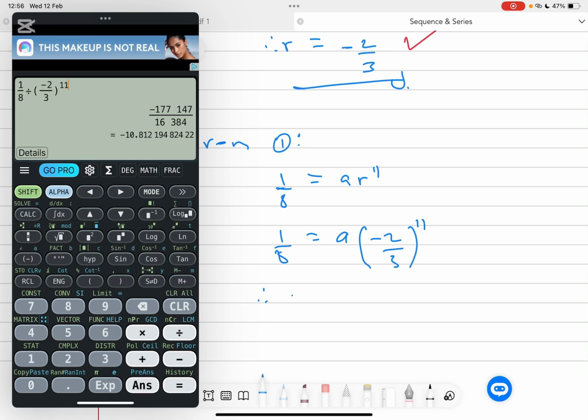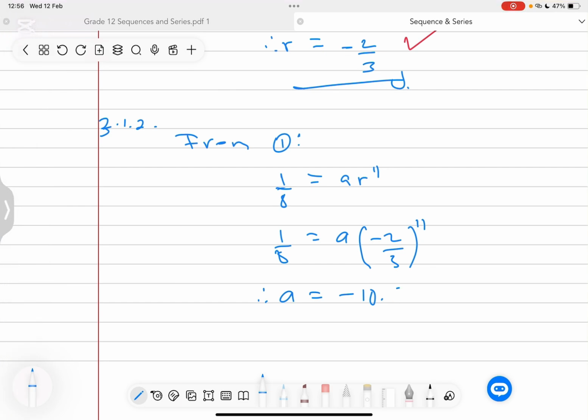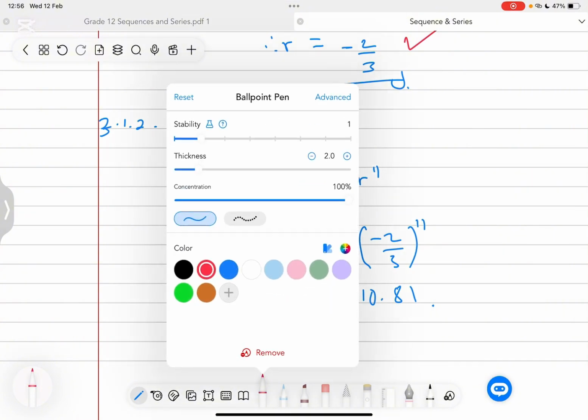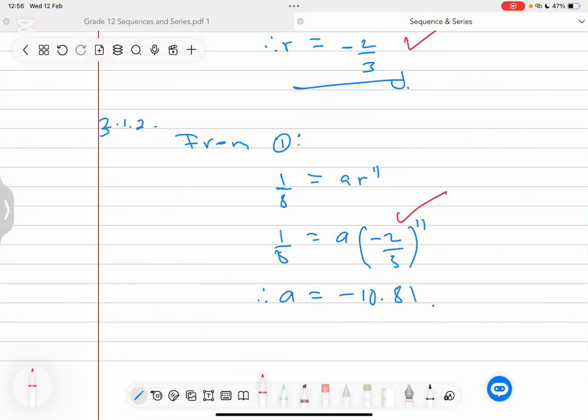So now this means that our a, because here we'll only be left with a, is indeed equal to negative 10.81. And that is our first term. The 2 marks will come from substituting the correct answer you found in the previous question and actually finding the value of a.